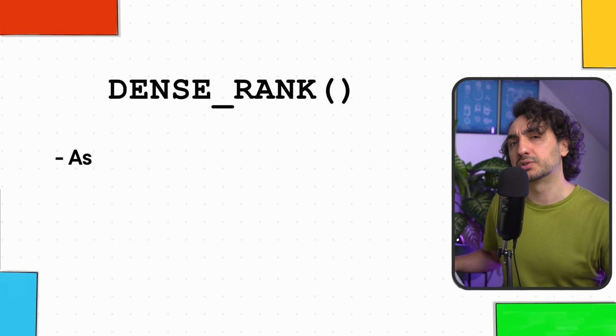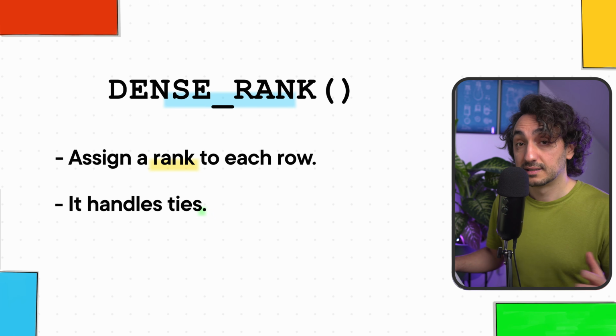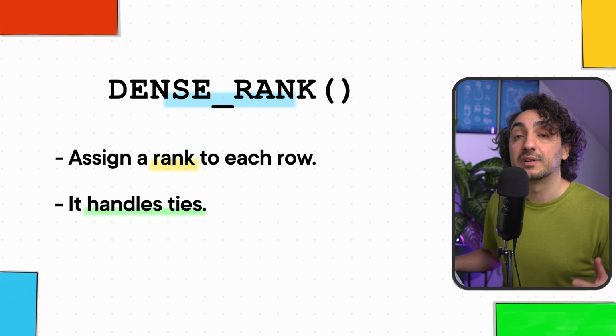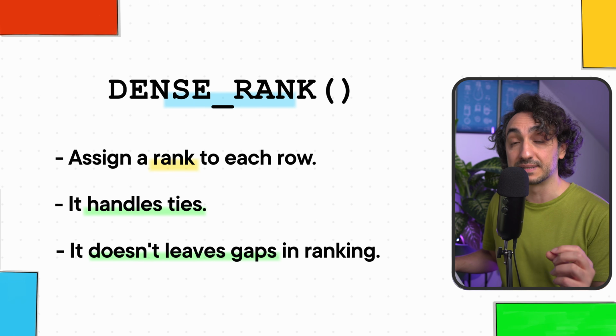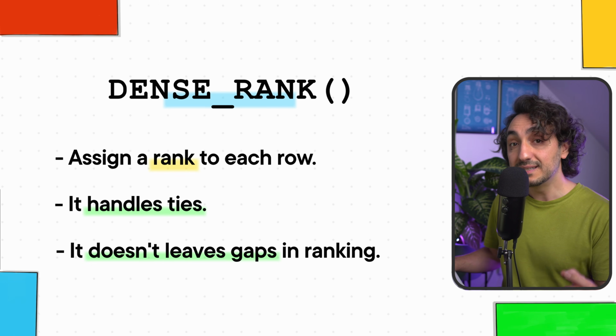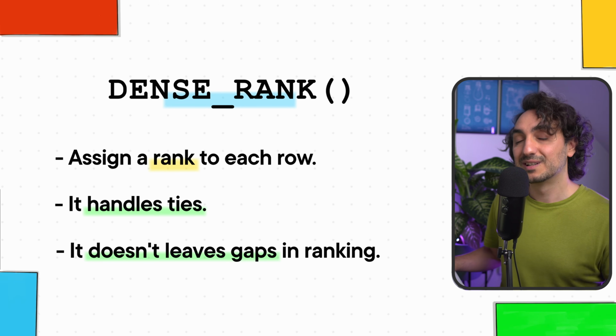Alright, so what is a dense rank? It is very similar to the rank function. It's going to assign a rank number to each row, and it also handles the ties. So same values are going to share the same ranking, but this time it doesn't leave any gaps like the rank function. The dense rank will not leave any gaps, it will not skip any ranking. In order to understand this, we're going to have a very simple example.